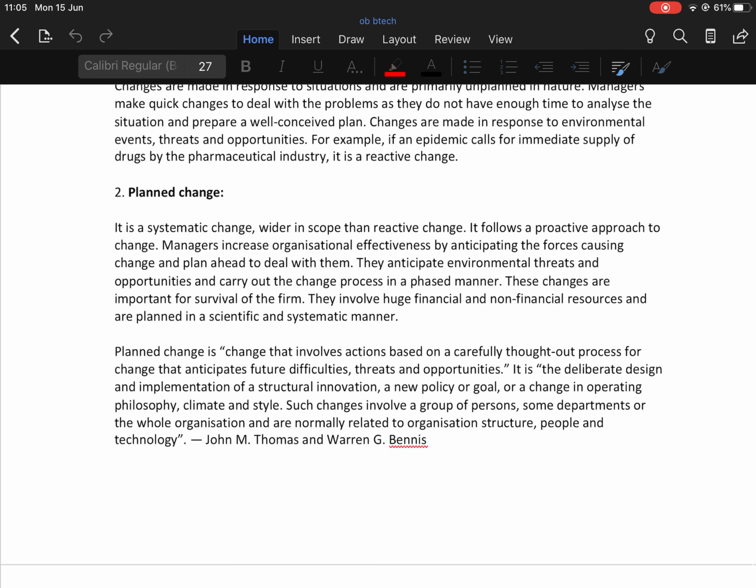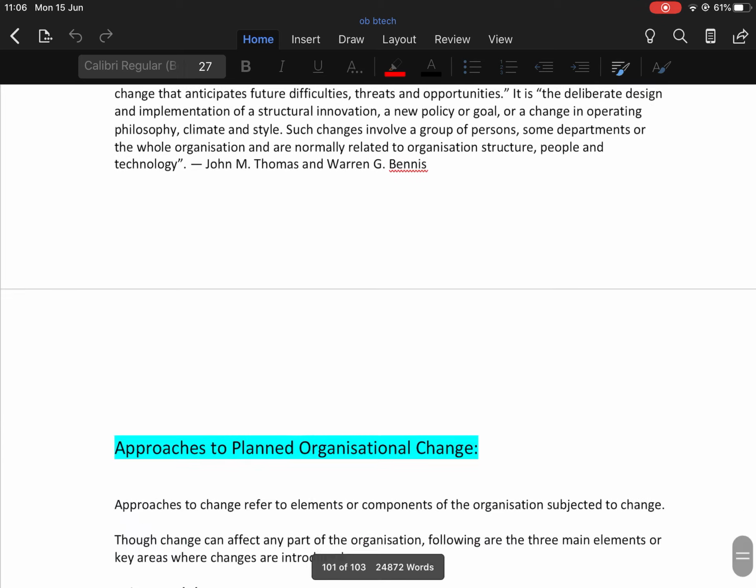Then the second is planned change. It is a systematic change, wider in scope than reactive change. It follows a proactive approach to change. Managers increase organizational effectiveness by anticipating the forces causing change and planning ahead to deal with them. They anticipate environmental threats and opportunities and carry out the change process in a phased manner. These changes are important for survival of the firm. They involve huge financial and non-financial resources and are planned in a scientific and systematic manner.